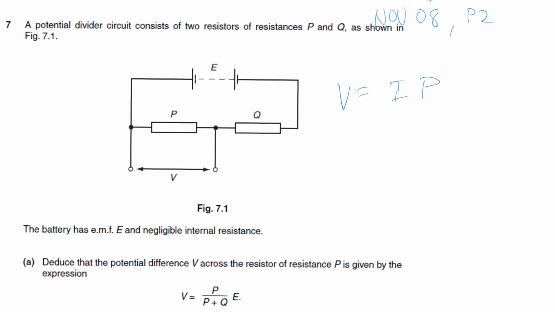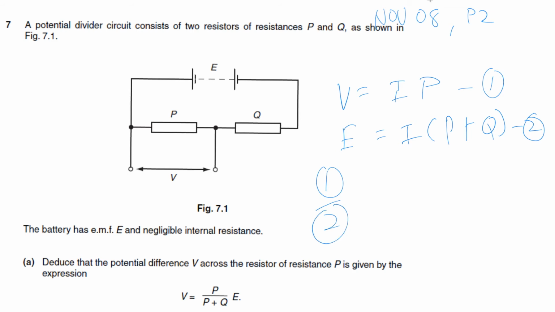So in order to get the expression, first you find the PD across P, which is I times P. That's the first equation. Then you find the total voltage, which is E, which is I times P plus Q. Then you take equation 1 over equation 2. So V over E, the I will cancel. So you get P over P plus Q. So therefore V equals P over P plus Q times the E.